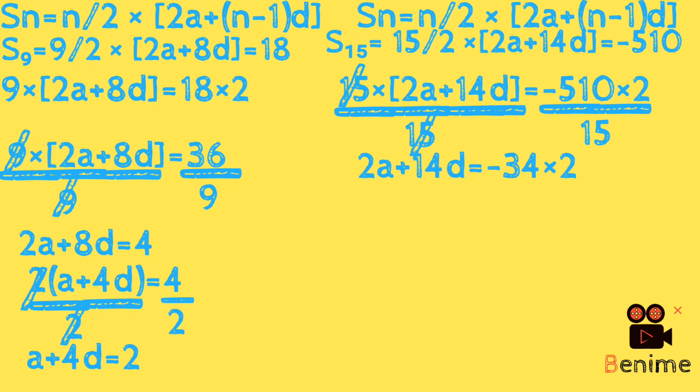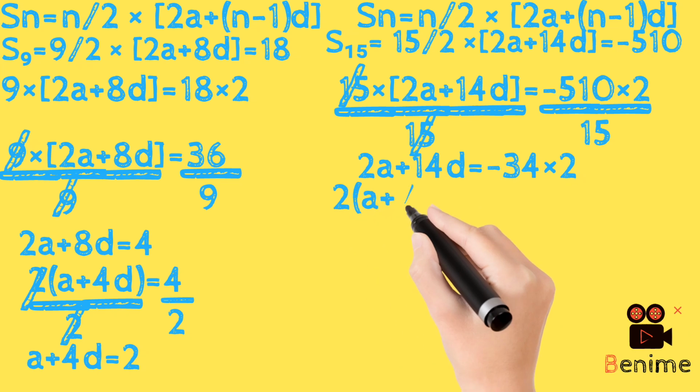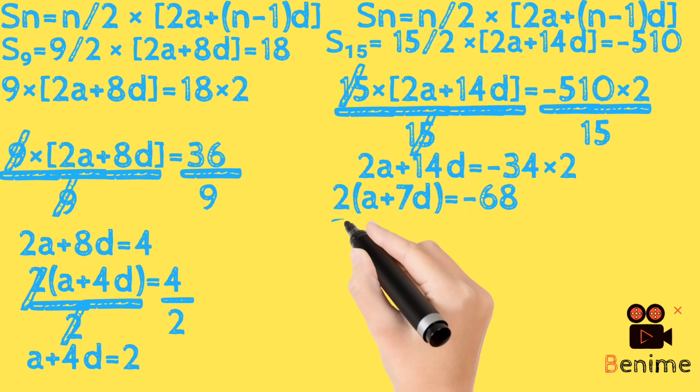Now, on the left hand side, I have 2a plus 14d. Like we did before, you factorize 2 out. 2 is a common factor of 2a and 14d. So when you bring out 2 from 2a, you have a left. When you bring out 2 from 14d, you have 7d left, that's 14d divided by 2. So you have 2 open bracket a plus 7d is equal to minus 68.